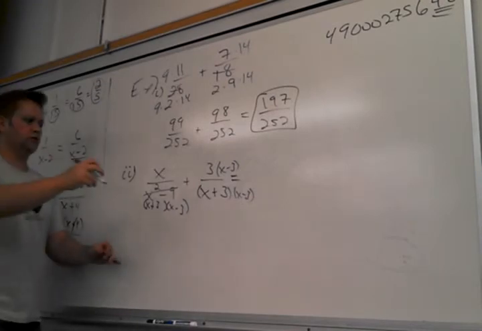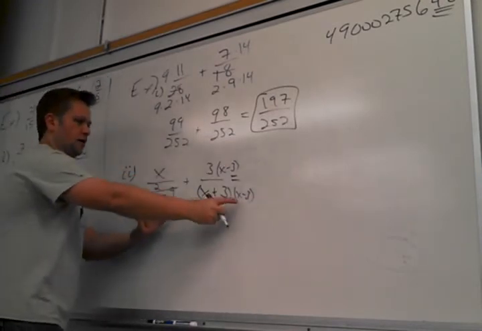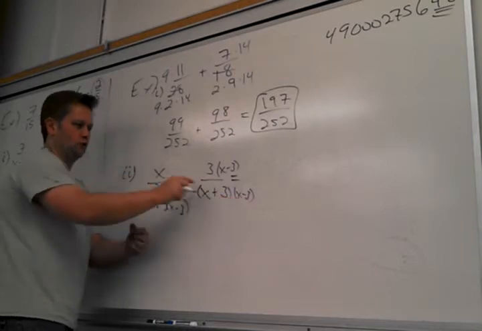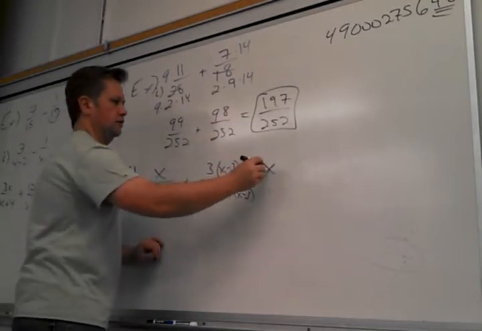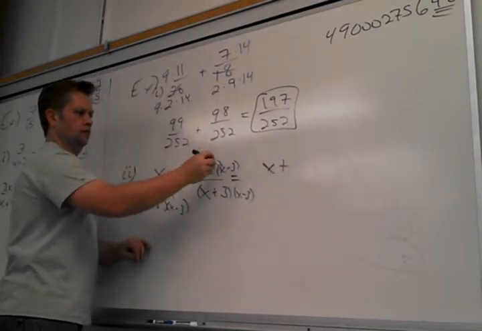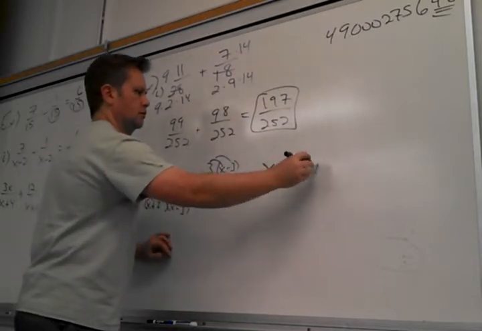So now they both have on the bottom this. So what do you get on the top? You get x plus, x minus 9.